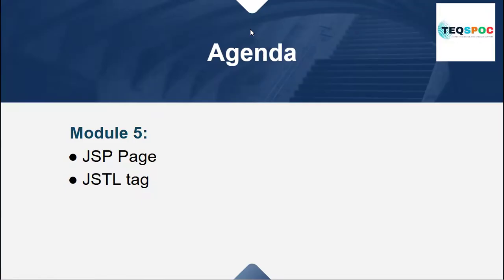So in today's session, we will talk about what is a JSP page, what is a JSTL tag, and today we will basically develop an employee management app. There we will use the JSP page, so first I will define what a JSP page is, and how data is rendered into a JSP. Then we will move to our project.